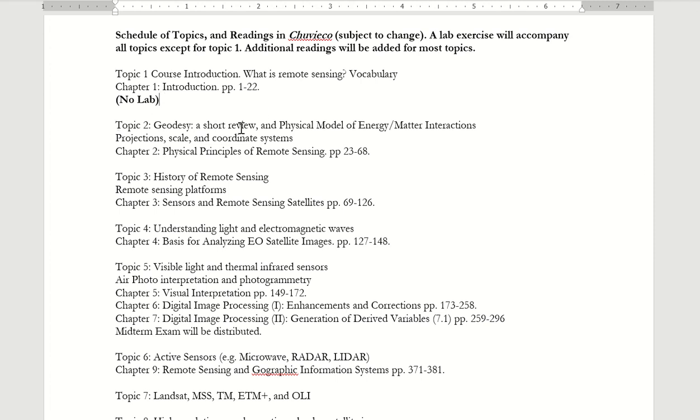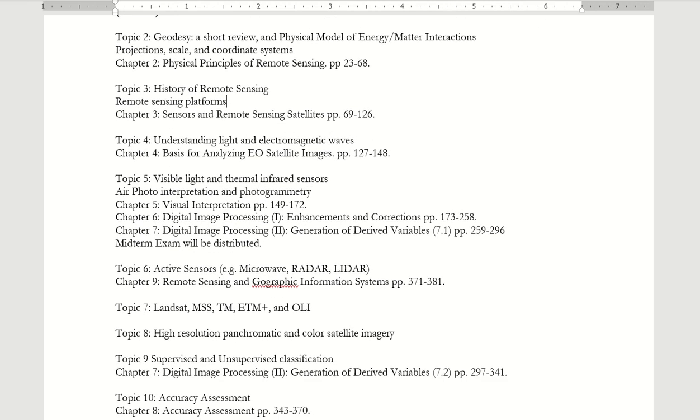Second topic, geodesy. A short review of that, models of the Earth, and also getting into the physical model of energy-matter interactions. A little bit on projection, scale, and coordinate systems, and modeling the surface. And for that, chapter 2, physical principles of remote sensing.